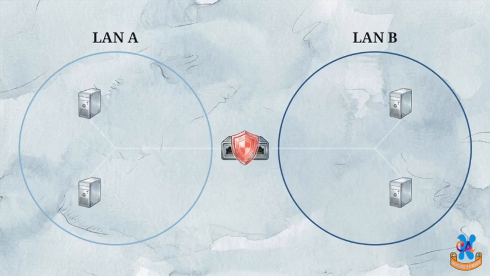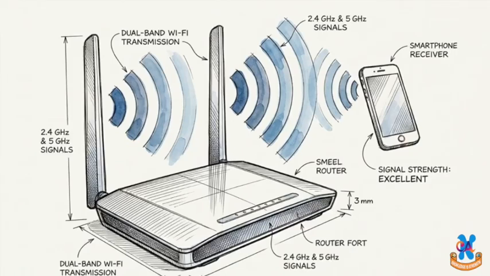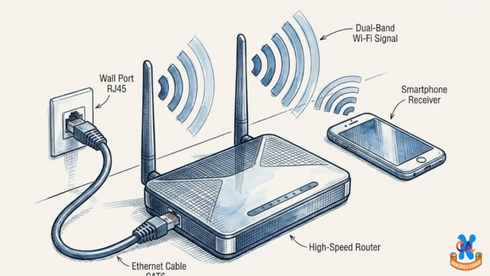If a PC in LAN A sends data to another PC in LAN A, the bridge stops it from crossing over, keeping unnecessary traffic out of the other segment. If a device isn't physically plugged in, it relies on a wireless access point, or WAP. The WAP provides Wi-Fi connectivity, acting as the bridge between wireless devices and the wired LAN.